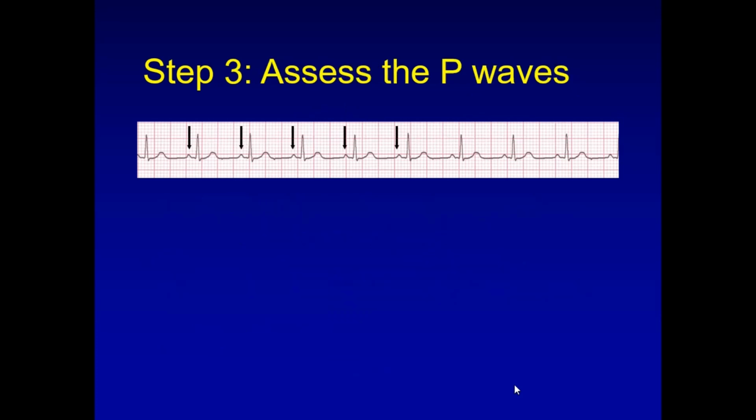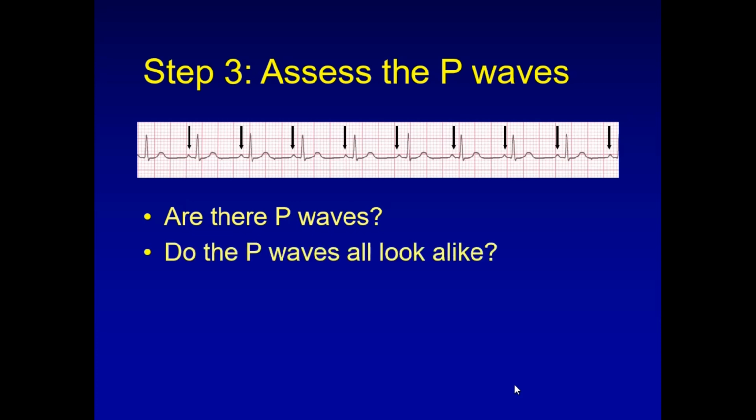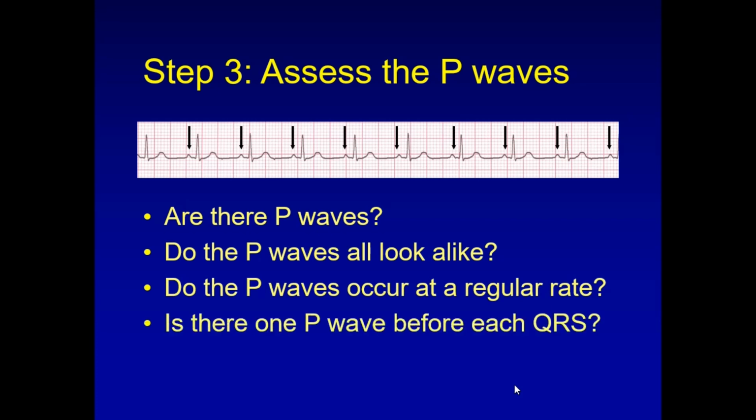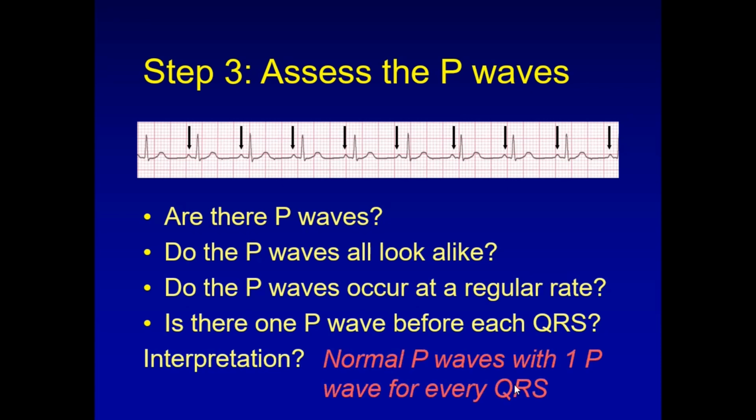Now the third, assess the P waves. Are there P waves? Do the P waves all look alike? Do the P waves occur at a regular rate? Is there one P wave before each QRS? Interpretation for the above strip is normal P waves with one P wave for every QRS.